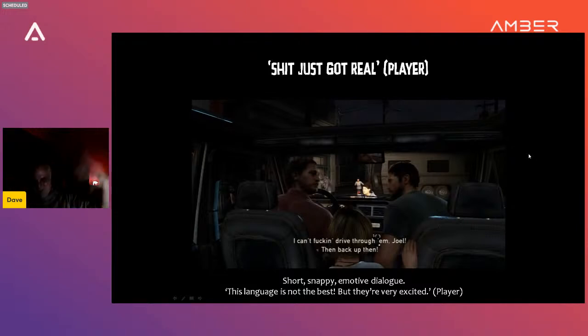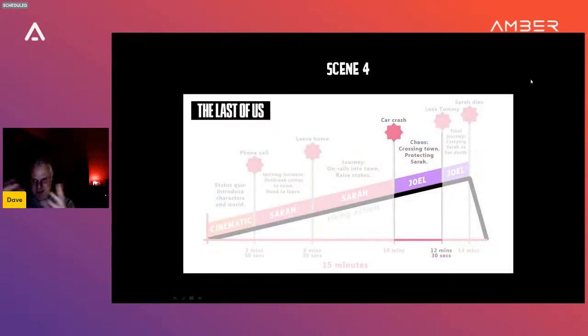The closer we get, the more tension. We're using short, snappy dialogue. It's getting a bit fruity now. One player said, this language is not the best. Well, but they are very excited. So we're using short, snappy dialogue.